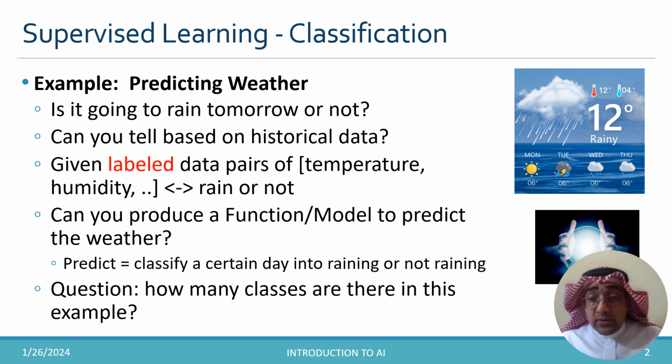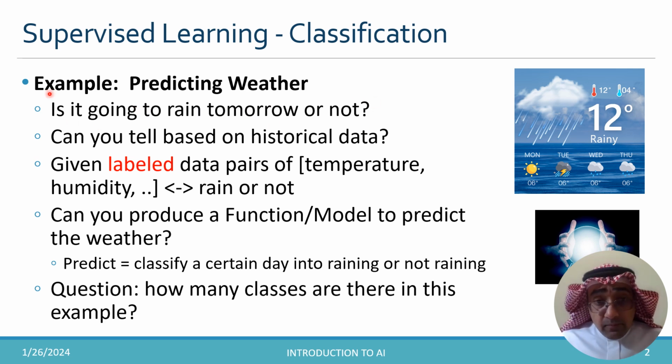To understand how this technique actually works, let us take an example. In this slide, the example is about predicting the weather. We would like to predict in particular, is it raining versus is it not raining? So we want to predict if it's going to rain tomorrow or not, and that's the prediction that we want to make.